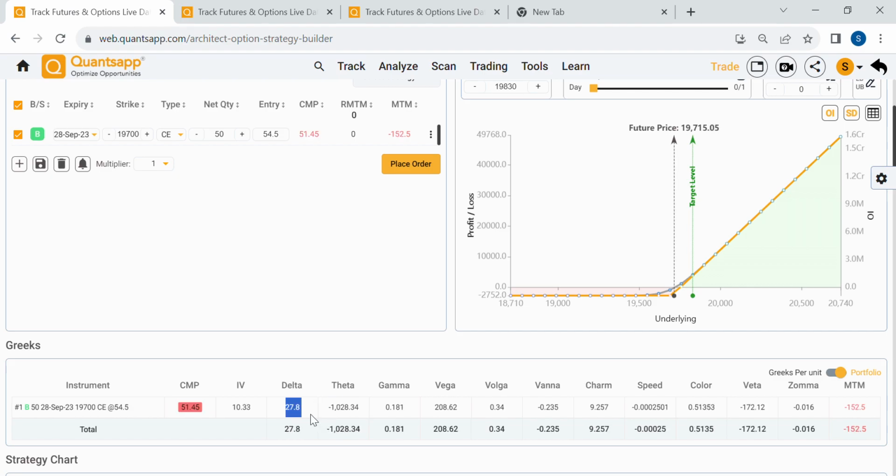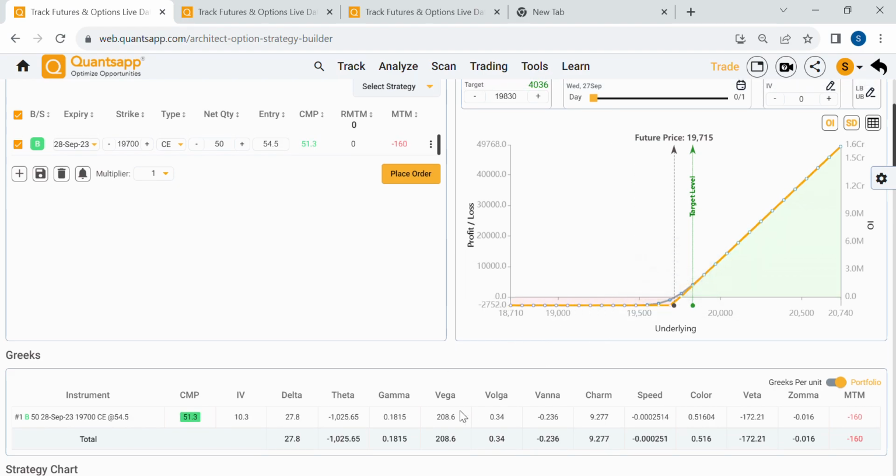Now the Theta is roughly 1000 rupees. It is trying to say that if there is no movement happening in the market, 1000 rupees will be taken away from the premium or from the strategy because of time.